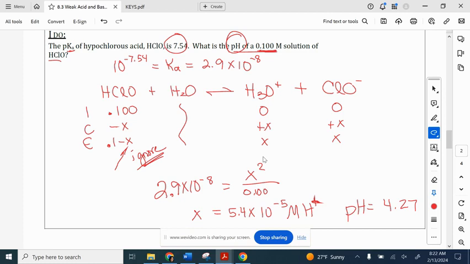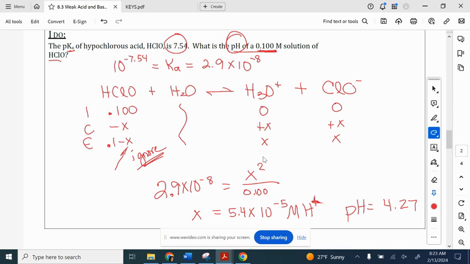Good? You good? Make sense? I just want to make sure everybody's got it in their mind and everything's solidified before we move to the next problem. Any questions about where I got any numbers, what I did algebraically, anything?